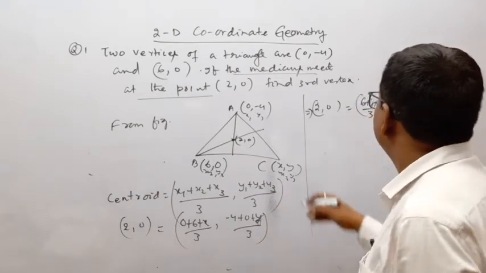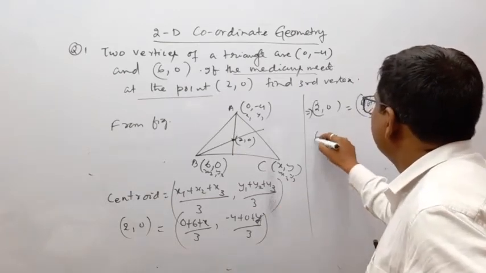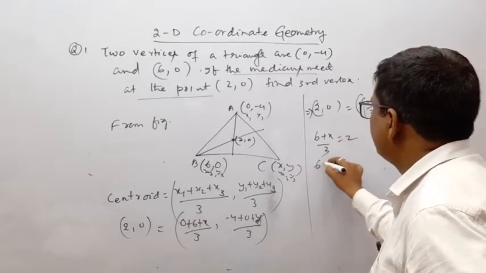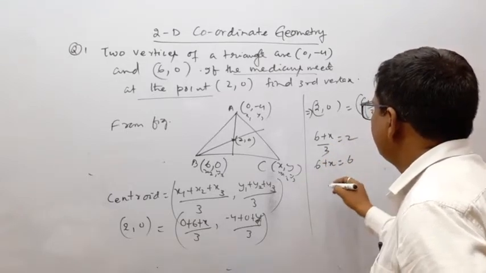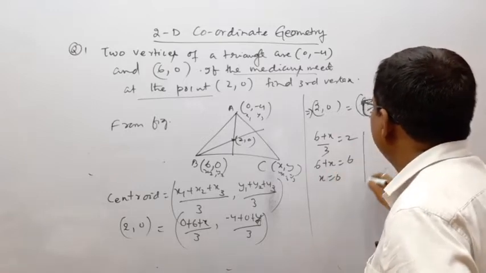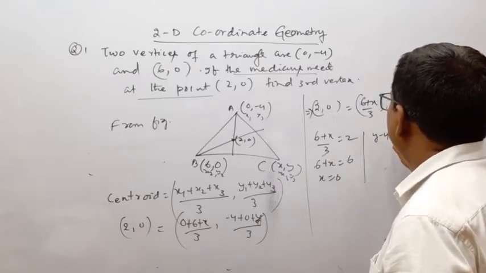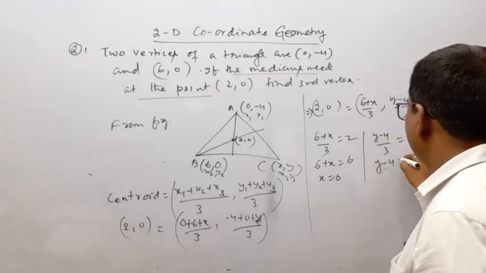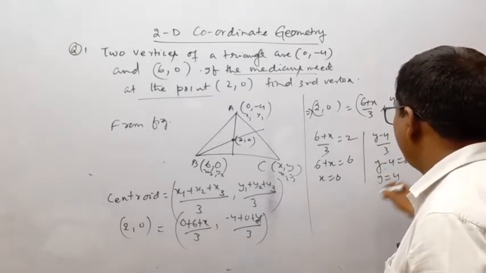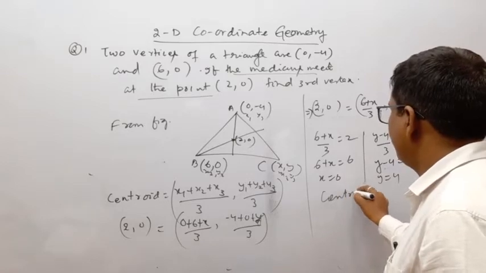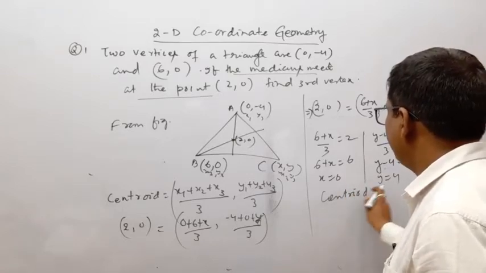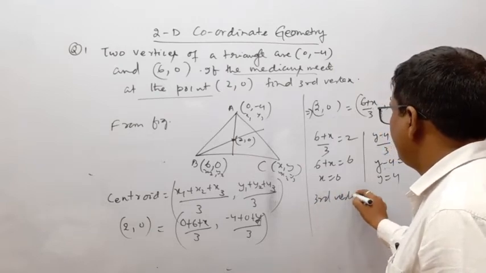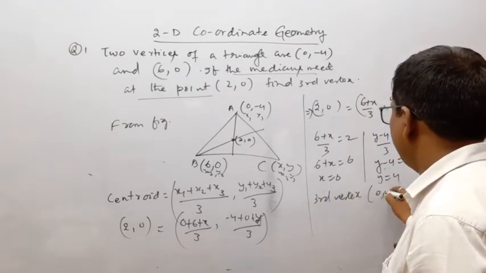Now 6 plus x by 3 is equal to 2, so 6 plus x is equal to 6, and x is equal to 0. Now (y minus 4) by 3 is equal to 0, so y minus 4 is equal to 0, y equals 4. So the third vertex is equal to 0 comma 4.